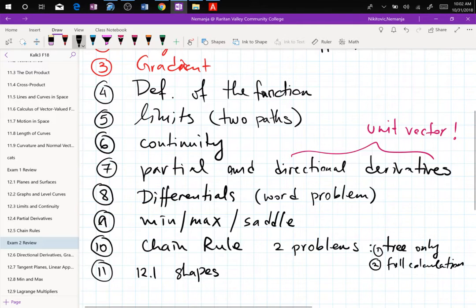So there is a shapes section, which is right at the end, the last page of your 12 point, where you have those 6 shapes: hyperboloid of 1 and 2 sheets, elliptical paraboloid, ellipsoid, cone, and the last one is hyperbolic paraboloid. So those 6 shapes, if I have any of them, it will be multiple choice.